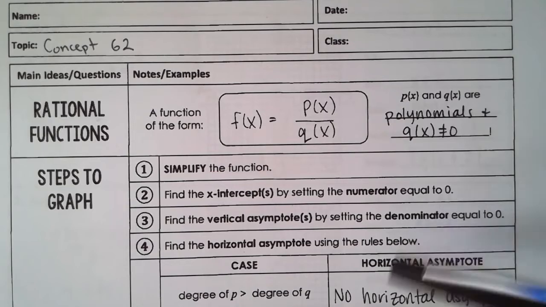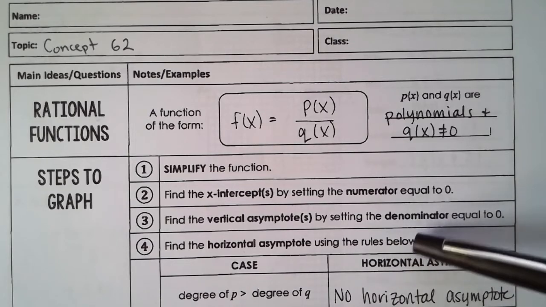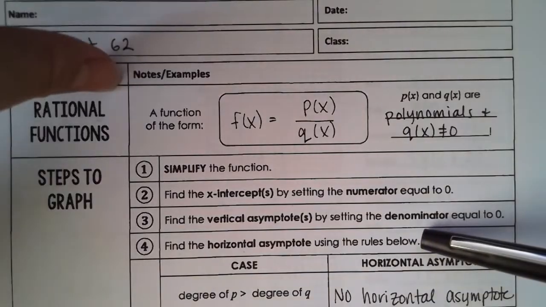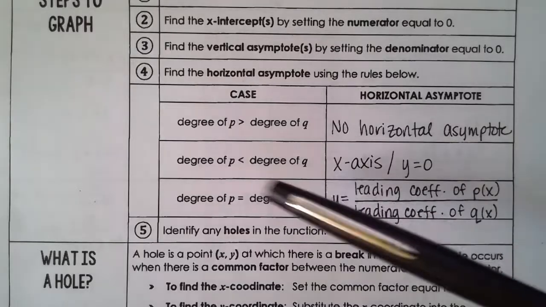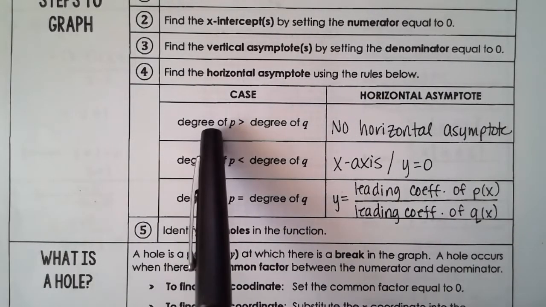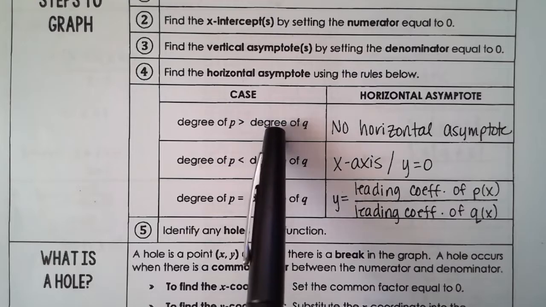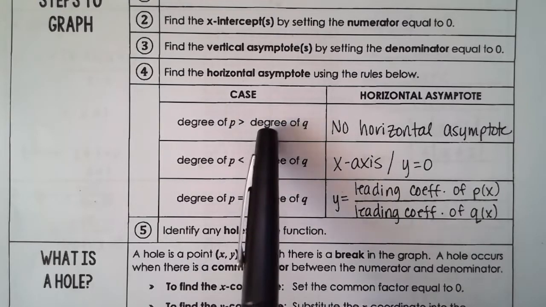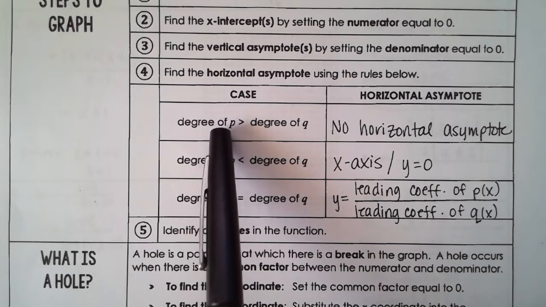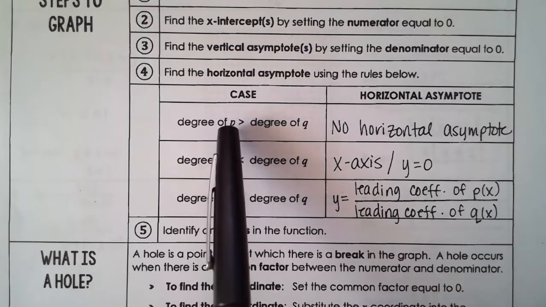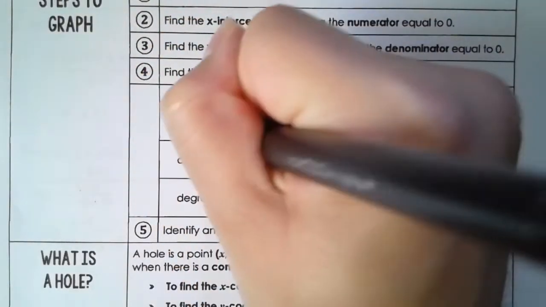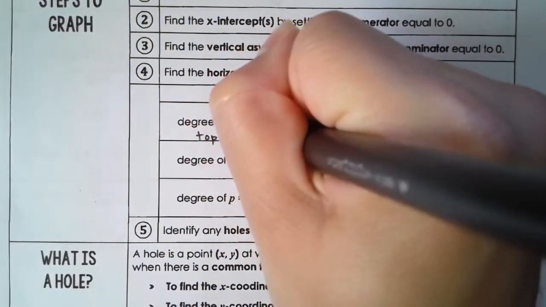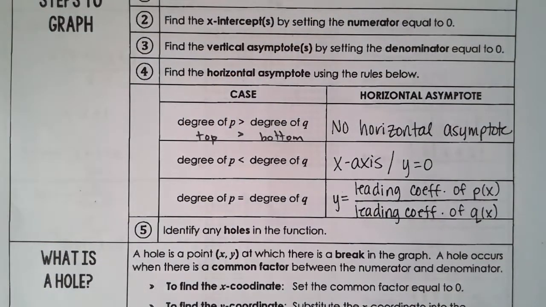Finally, two more. Find the horizontal asymptote by using the rules below, and here are the 3 cases we have for horizontal asymptotes. If the degree of p is greater than the degree of q, and recall that when we say degree now we mean exponent, so when the exponent of the top polynomial is greater than the exponent of the bottom q, let's write top to bottom, maybe that's better, there will be no horizontal asymptote.